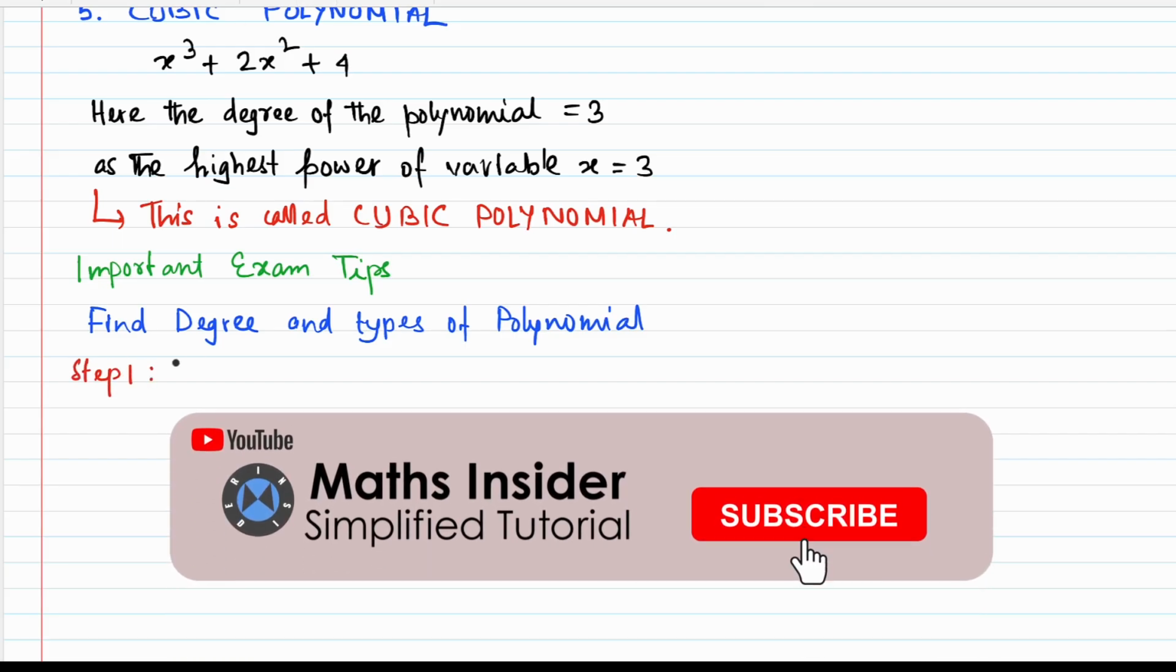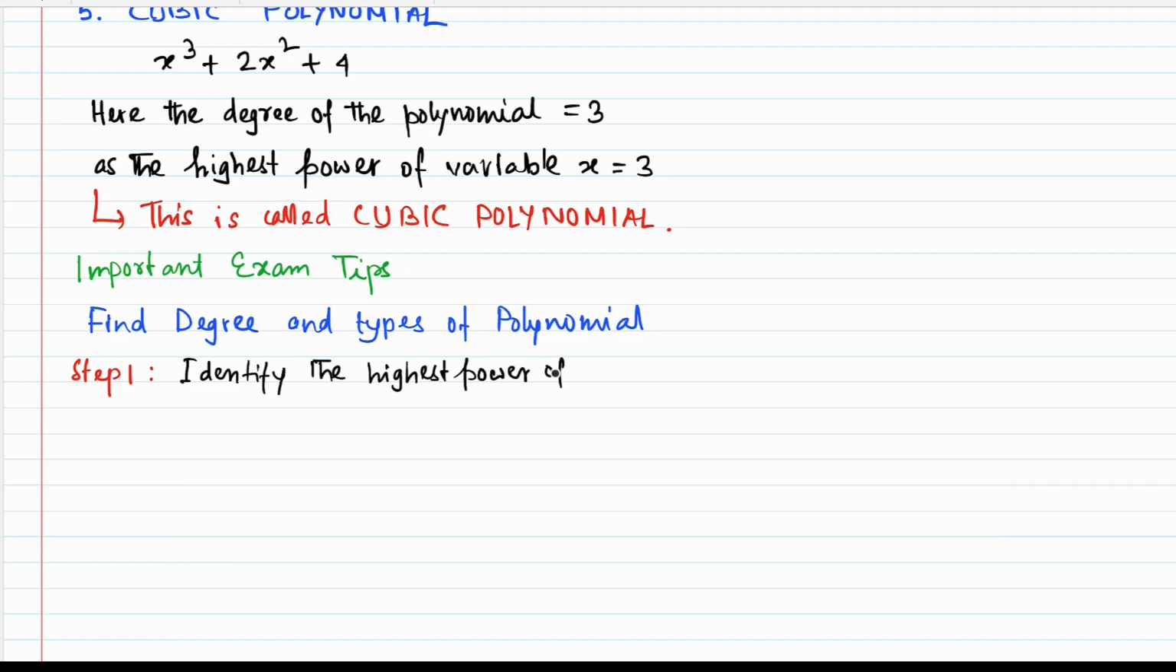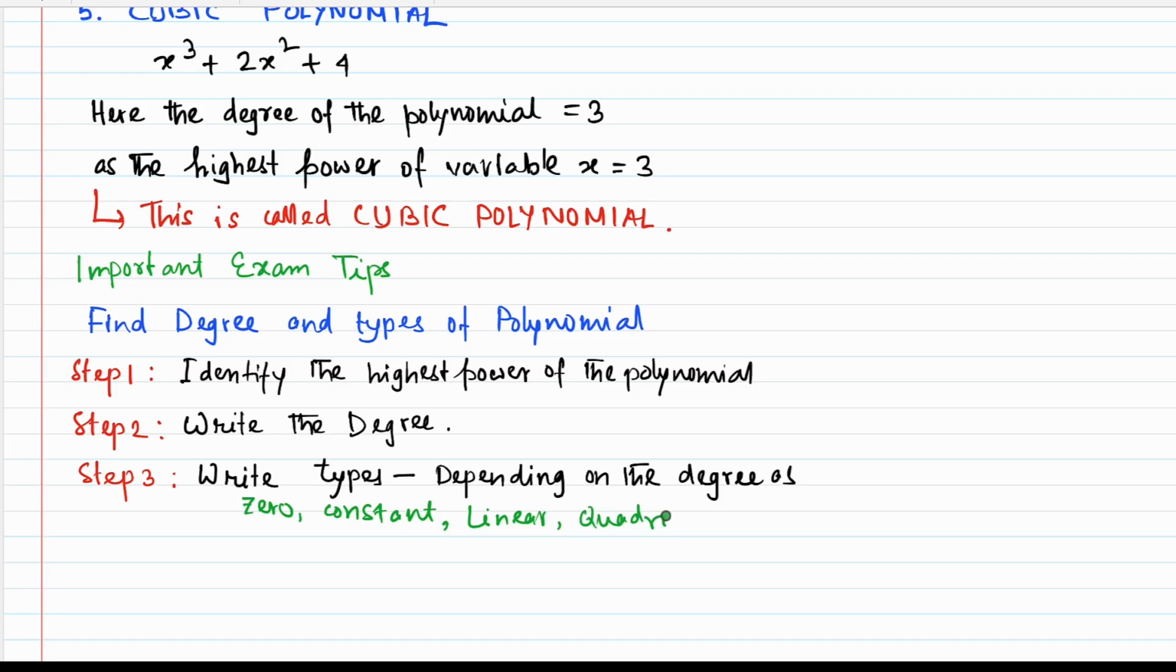Important exam tips: find the degree and type of polynomial. If the question asks you to find the type of polynomial from an expression, first identify the highest power of the variable. Then write the degree, and depending on the degree, you know the classification. You will write which kind of polynomial that expression falls under, whether zero, constant, linear, quadratic or cubic.